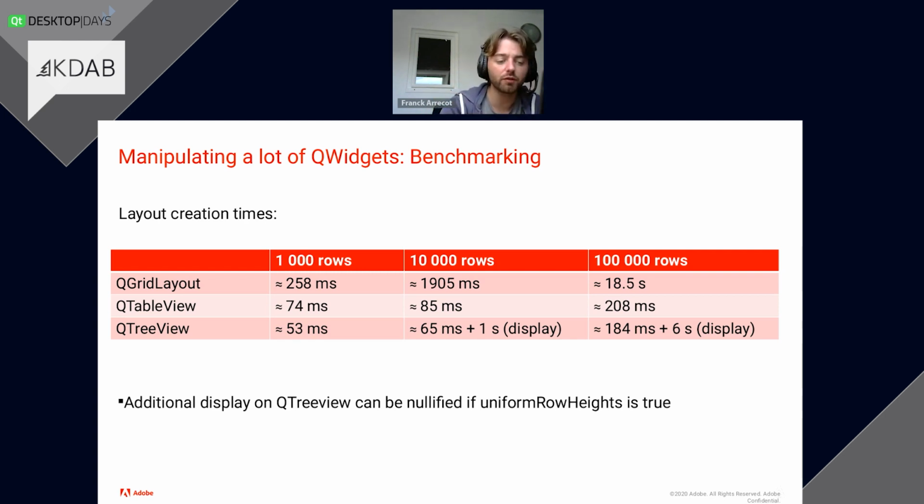But in order to prevent that, you just have to specify that you want the row height to be uniform. You set that to true, and then it will stop doing that, and you end up with only this value. Which is super nice and super fast.